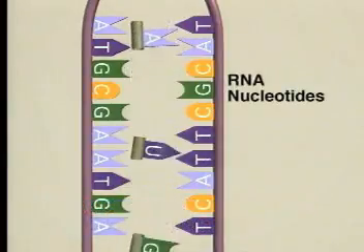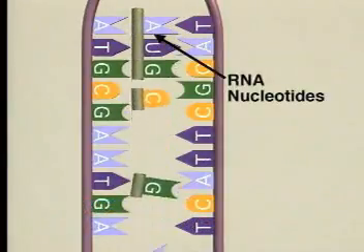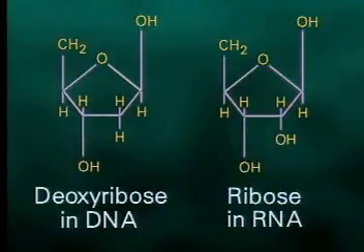RNA nucleotides are present in the nucleoplasm. They differ from the DNA nucleotides by having a ribose sugar instead of a deoxyribose sugar.